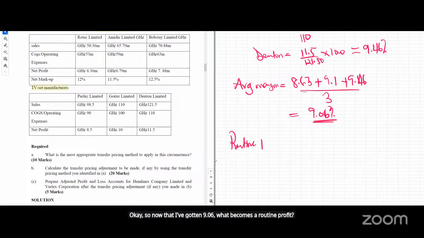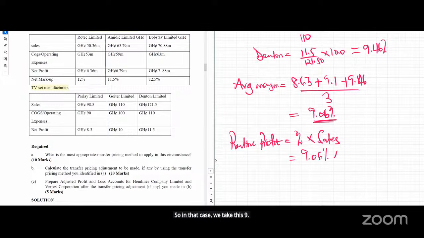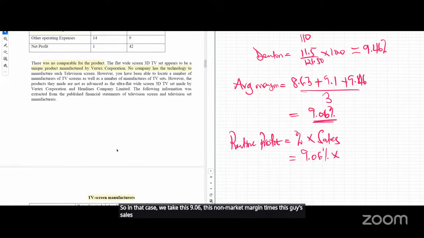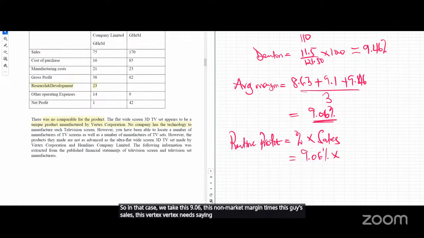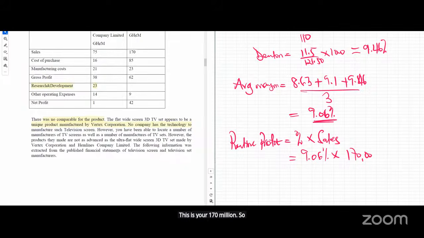We know that margin is a percentage of sales. So in that case, we take this 9.06 margin times Vertex's sales. The sales here are 170 million. So I apply this on the 170,000, and that gives us.